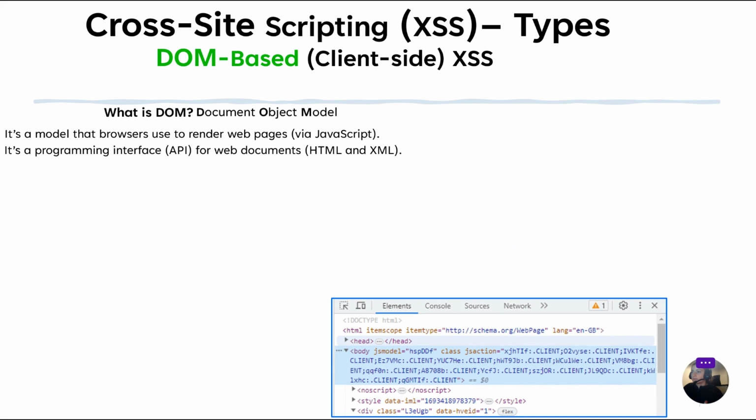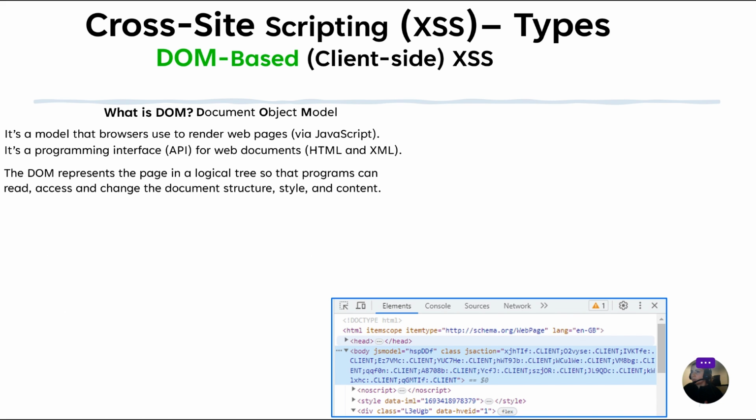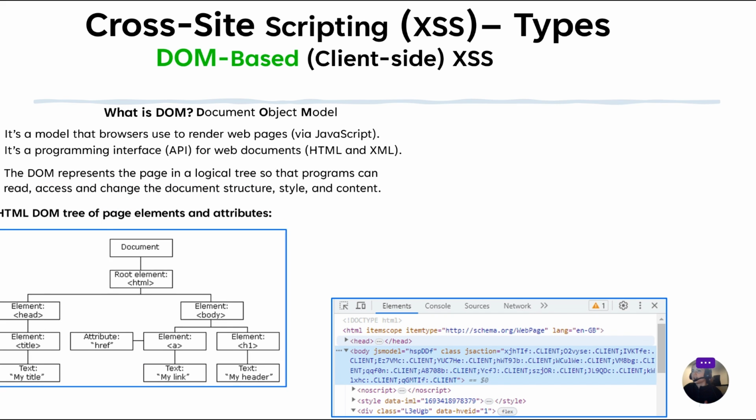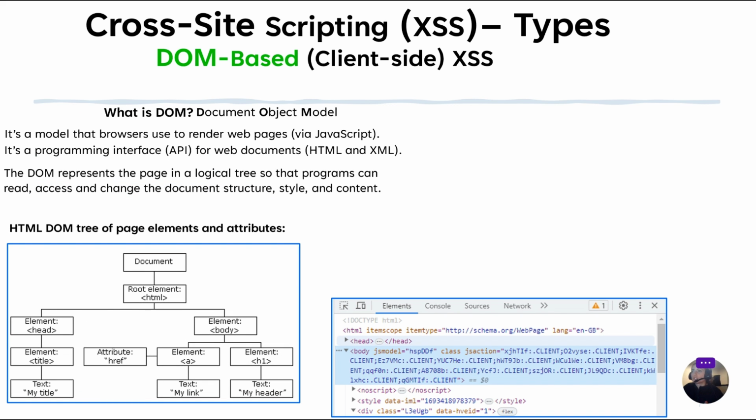This is how it looks like. That's the DOM. Okay? And the DOM represents the page in a logical tree so that programs can read, access, and change the document structure, style, and content. This is the HTML DOM tree of page elements and attributes. As you can see, document, here the root element, HTML, here we have the head, title, my title, attribute, element, text. This is the body basically. So this is the logical tree.